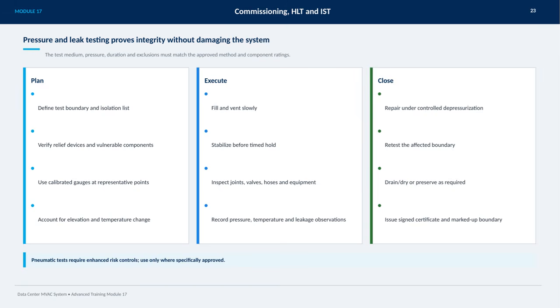When closing, repairs must be done under controlled depressurization and the affected boundary retested. Finally, drain, dry, or preserve the system as required, then issue a signed certificate and a marked-up boundary for documentation. Remember, pneumatic tests involve higher risks, so they should only be used when specifically approved.